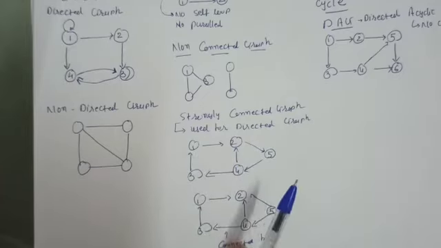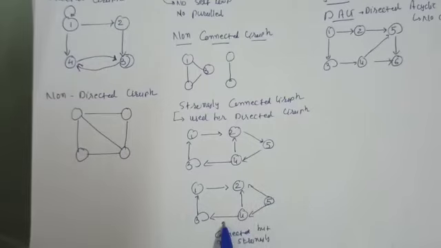Now this is an example of a connected graph, but it is not strongly connected. All the vertices are connected, but it is not strongly connected, because if I start from 1 and want to reach vertex 5, I cannot. All the vertices are not reachable.